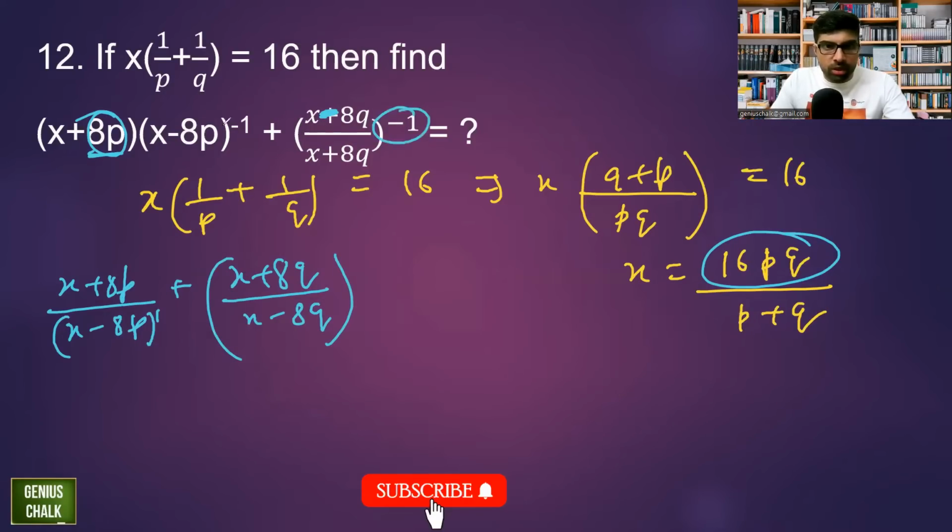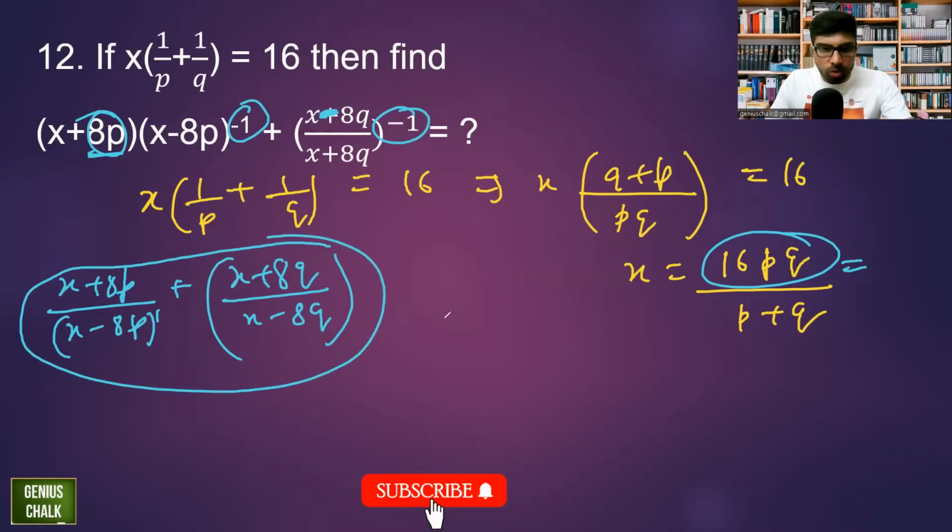Just to confuse you, it is giving you power minus 1. So if this is minus 1, reverse it. x plus 8q minus this. Because this is the form we know, right? Now, from this 16pq, you know how I can get this 8p? I can get x by 8p. So it will be left with 2q by p plus q.